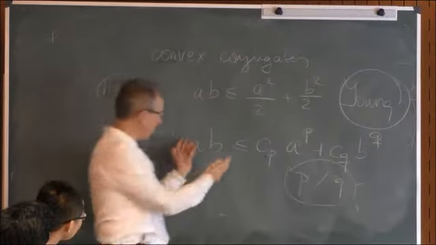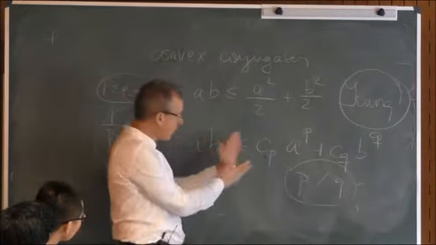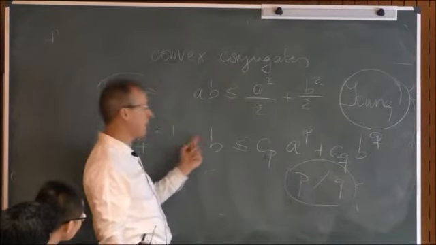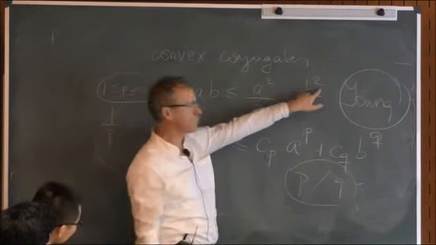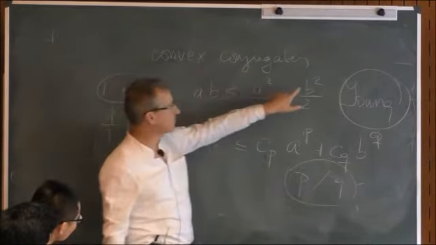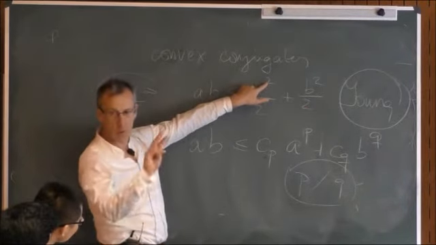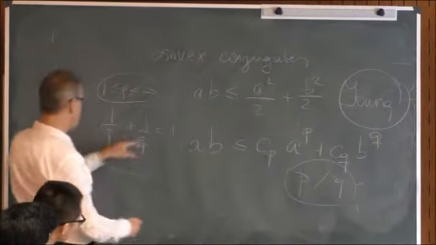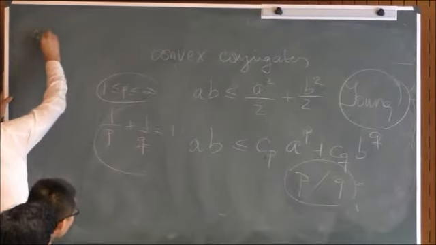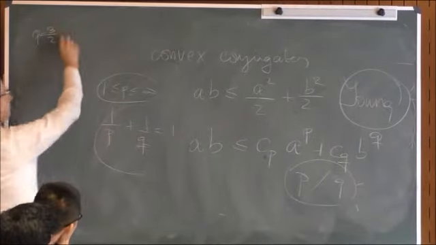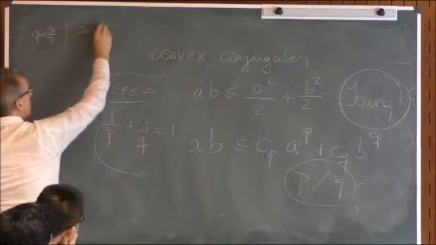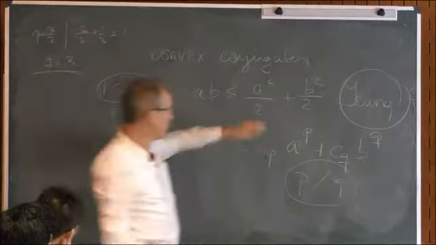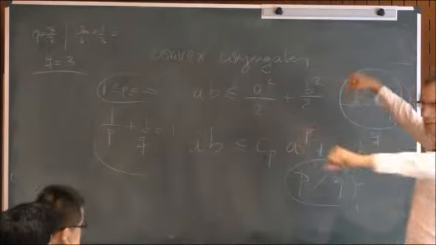So this means that whenever you have a product, you can always estimate by taking just a little bit more than linear here, like for instance a square, and then you have a square here. But if rather than taking a square, you take here, say, 3 over 2, more than 1 but less than 2, then you have to take more here. Why? Because what is the convex conjugate of 3 over 2? You have to put the reverse of this, 2 over 3, plus 1 over 3 is equal to 1. So Q is equal to 3. So this is somehow the most equilibrated Young inequality.